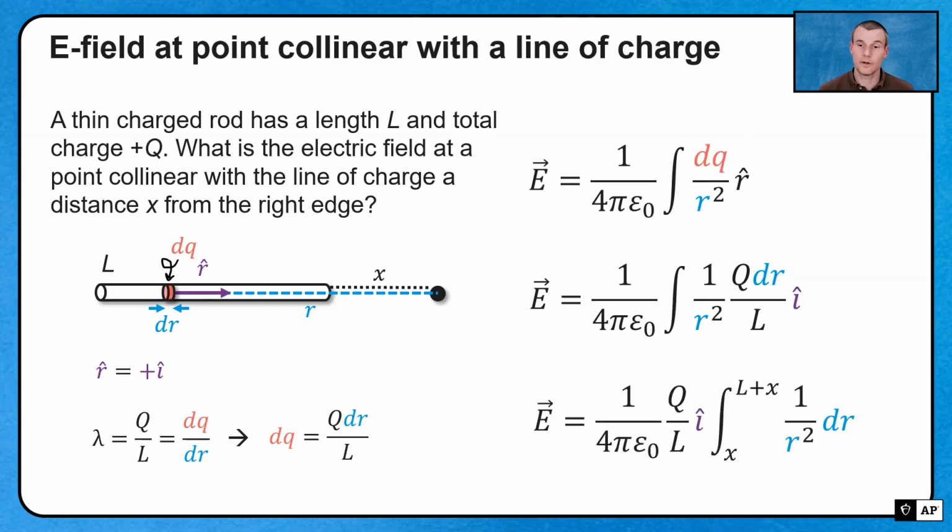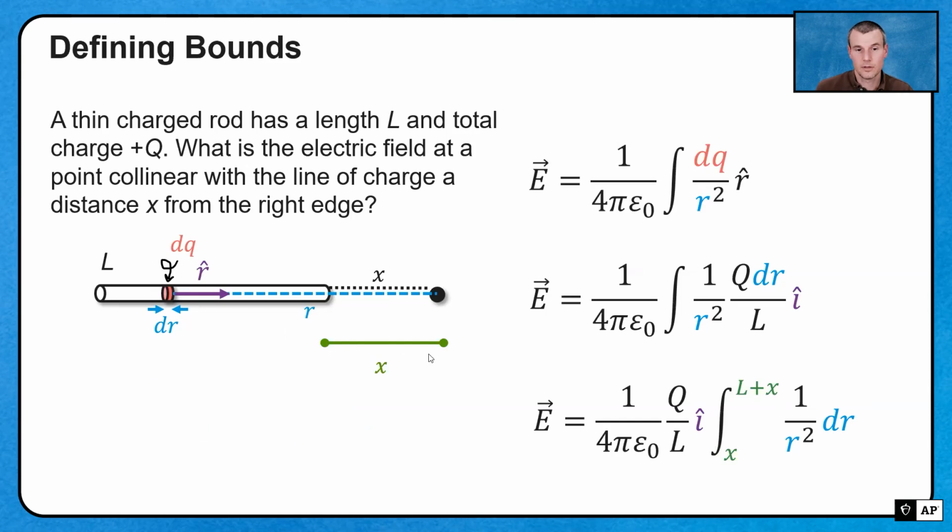If we pull out all of our constants, like we did here to kind of clean it up, i hat, our constant, our Q, and our L, we're left with this integral. Wait a second, where do we get those bounds? Let's talk about that. If we look at just the bounds, we have our distance x, and then we have our distance of x plus L, which is that full set there. That's where I'm integrating from. I'm integrating from this near side to the far side, and that's where those bounds came from.